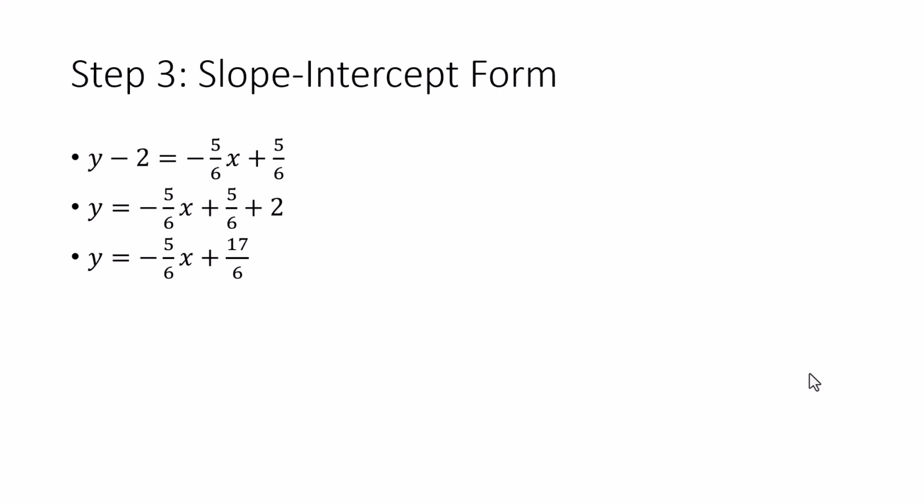Adding 5/6 and 2 equals 2 and 5/6. If you prefer improper fractions, then 2 and 5/6 would be 17/6. This is now in slope-intercept form. We have the slope of the line at -5/6, and we have the y-coordinate of the y-intercept at 17/6.